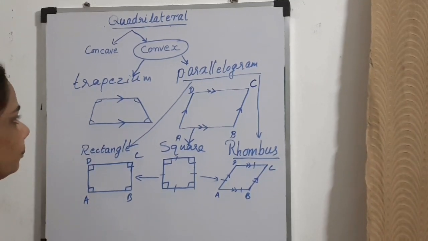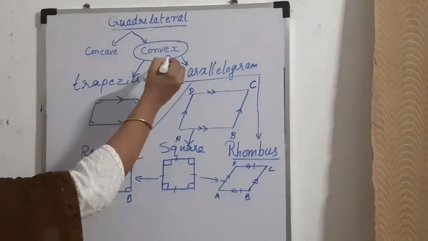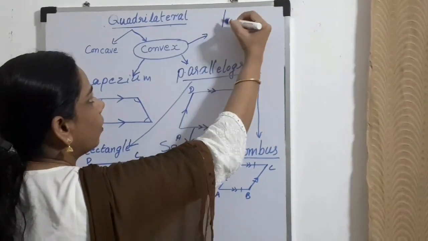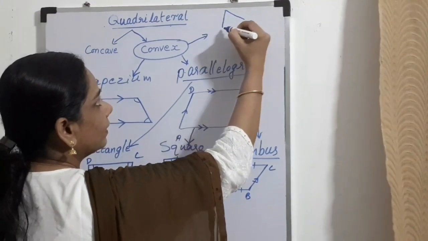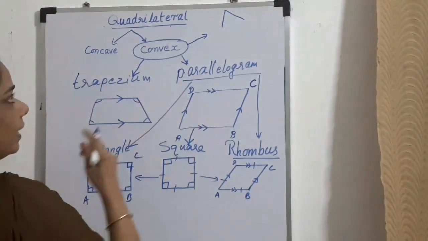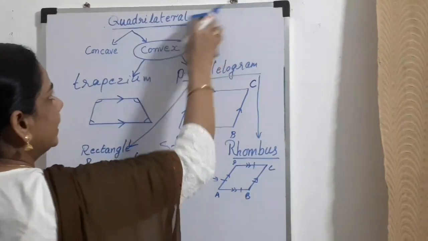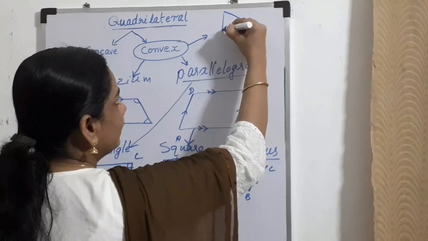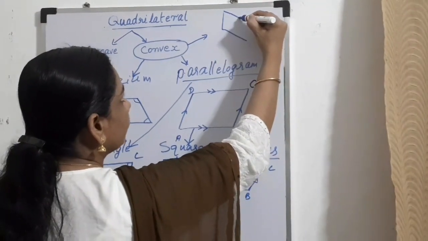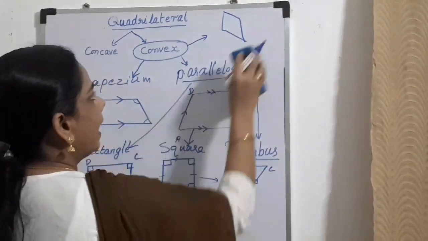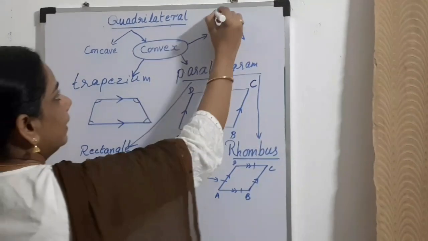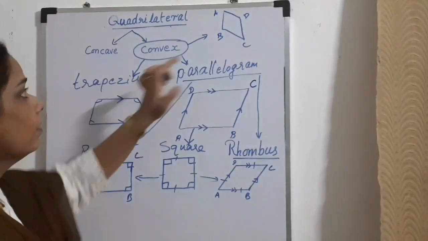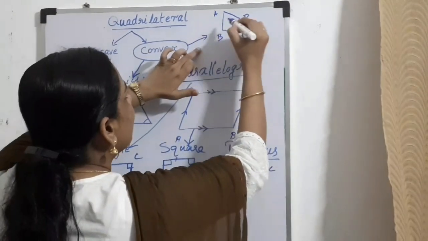Okay. Now, one more type of convex quadrilateral we will see. What is that? All are familiar with that. In childhood days you may have played with that one. Kite, isn't it? So, what is the shape of the kite? It will have four sides, isn't it? A, B, C, D. Four sides for a kite. What is this one? Kite.